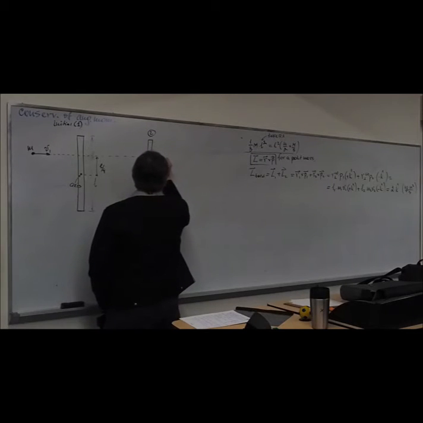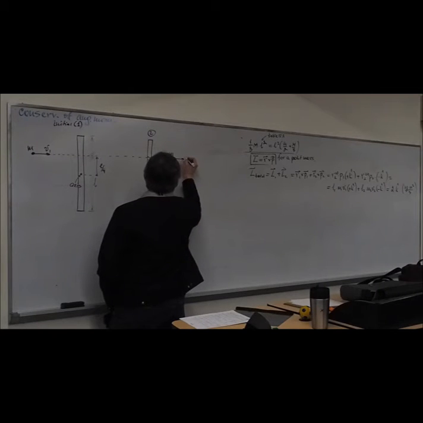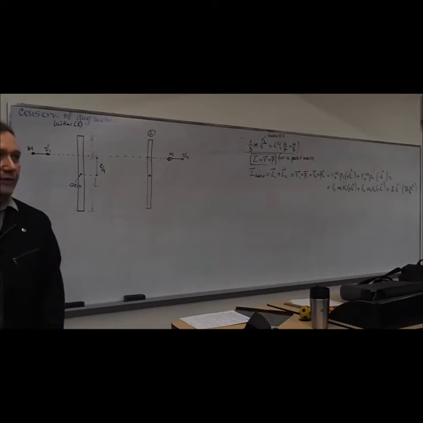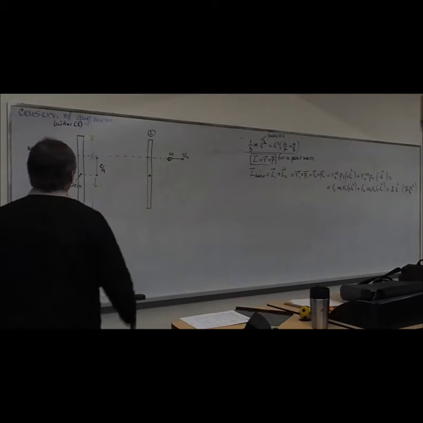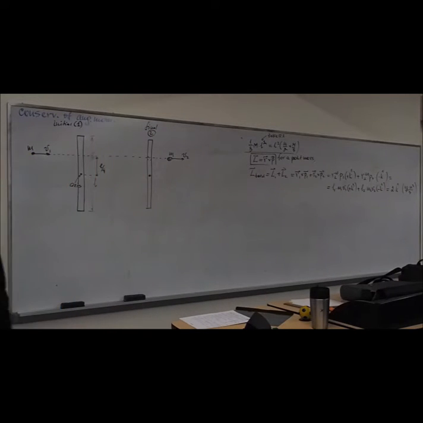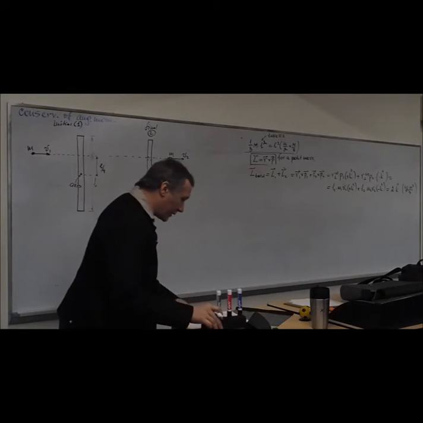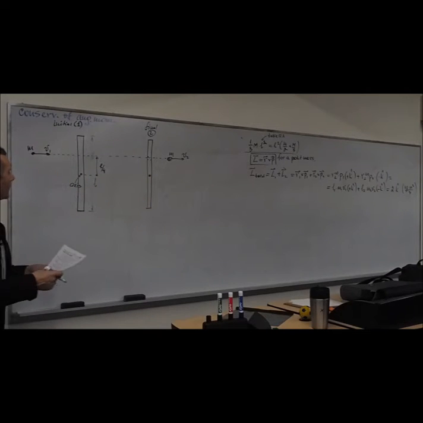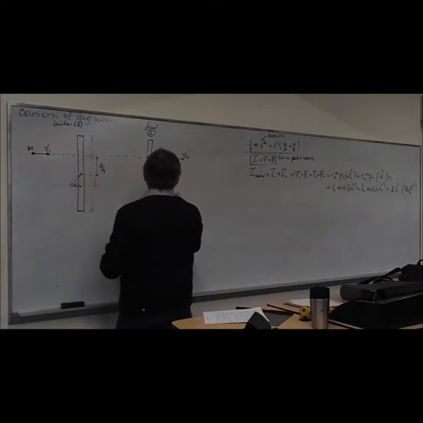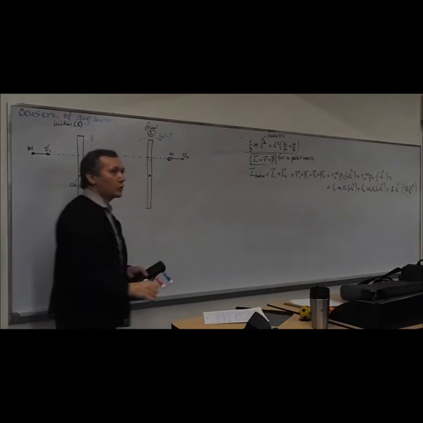So now the bullet, after this impact, will be flying this way with velocity v2. Of course, v2 will be smaller than v1. So that is our final situation after the impact. Of course, this rod will be spinning now with some angular velocity which needs to be found.